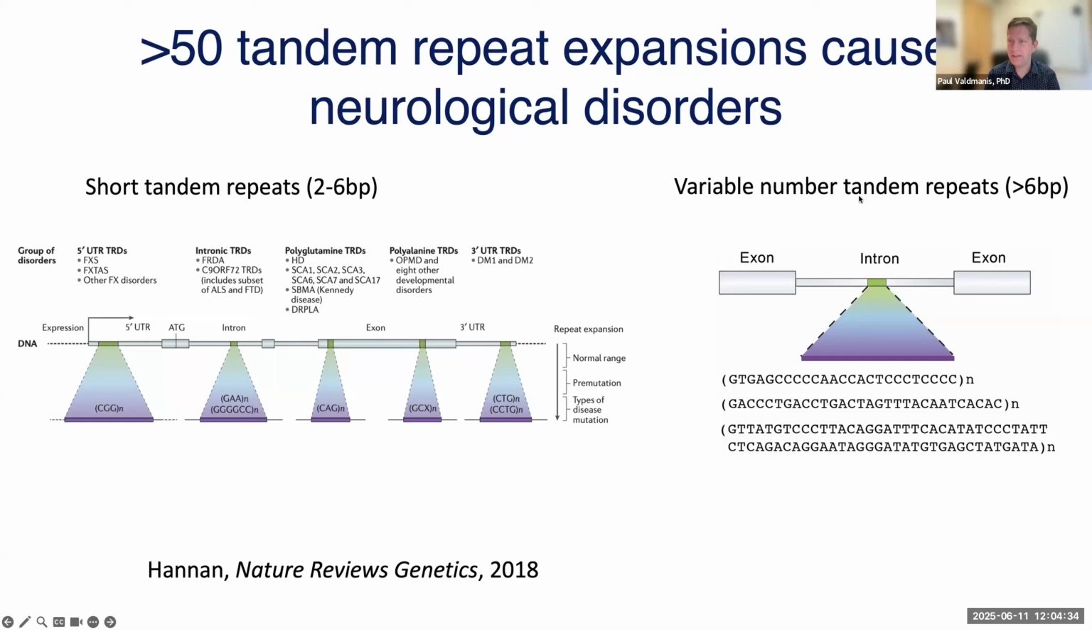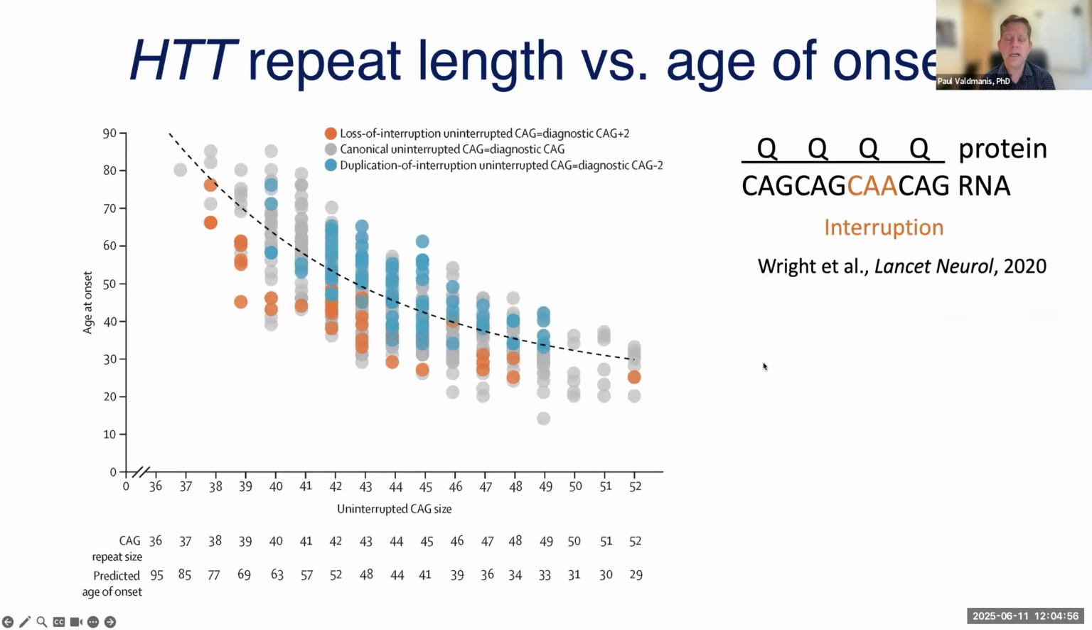There's also something called variable number tandem repeats, and these have a much longer internal sequence. By definition, the internal sequence of each repeat is more than 6 base pairs. But from a practical standpoint, these are about 20 to 80 base pairs in length. These chunks of 50 base pairs repeated over and over again, this exact same sequence. So these are the VNTRs. These are the larger kind of sequences.